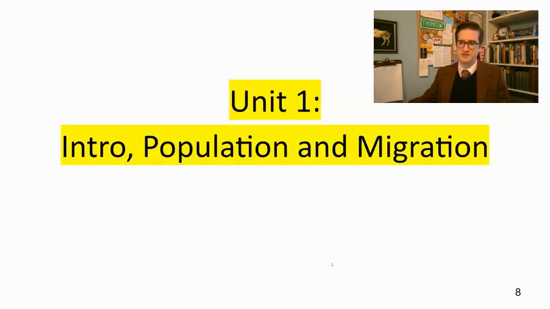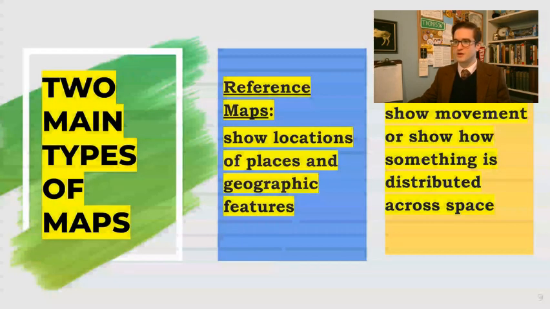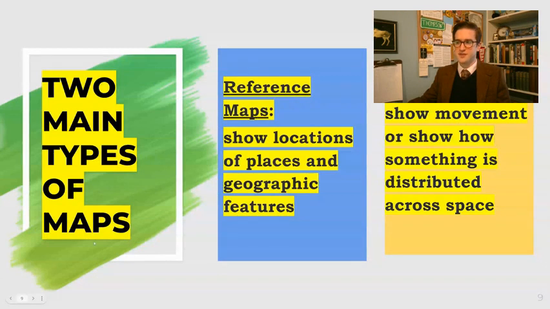So Unit 1, write this down: intro, population, and migration. We're going to write down 2 different types of maps. You're going to have the reference maps, which show locations and places of geographic features. That's going to show mountains, roads, rivers, buildings. It's how you get to the post office. It's what's on your phone, your Google map, your Apple map is going to use that. Maybe use Waze, I don't know.